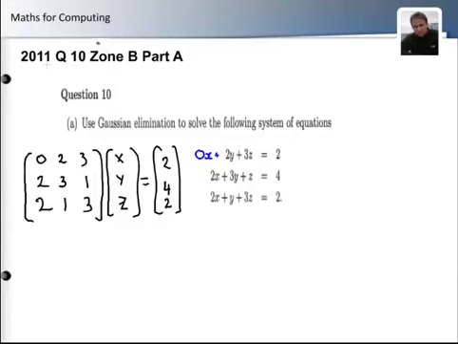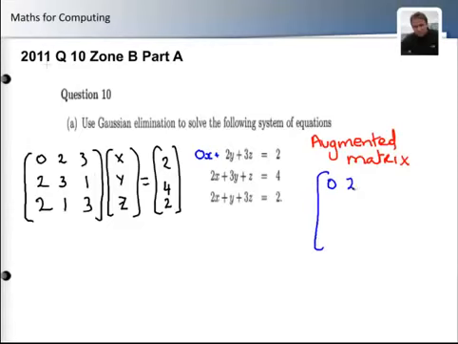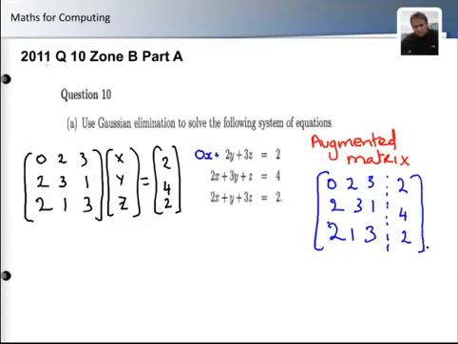So what I can do now is set up a thing called an augmented matrix that we can use to calculate a solution to this answer. And how we will write it here is 0, 2, 3, 2, 3, 1, 2, 1, 3, and we're going to put in, augmented with, the values from the right hand side of the equation. So that's our augmented matrix.